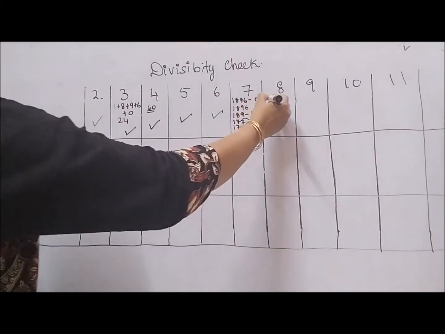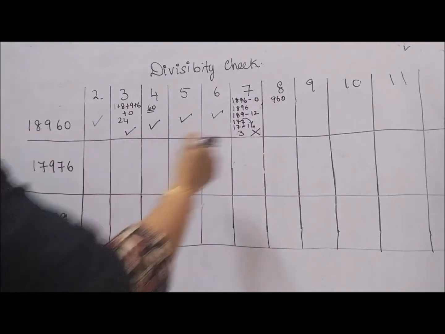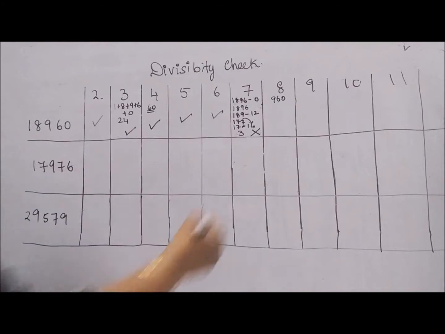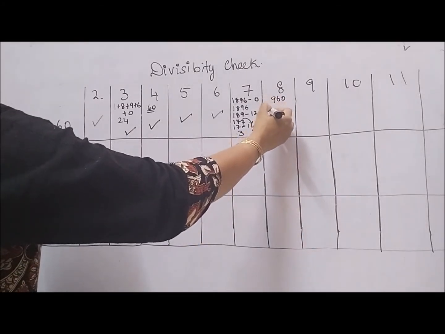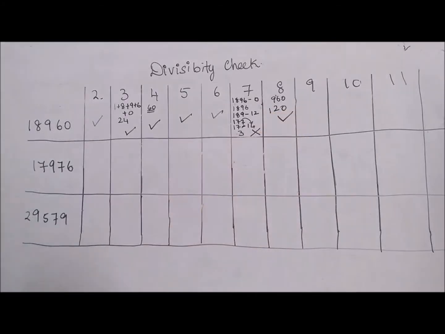8. We have to check if 960 is divisible by 8. Out of the entire number, the last 3 digits we are taking. So 960 means 8 ones are 8, 8 twos are 16, and 0. So 8 also tick.